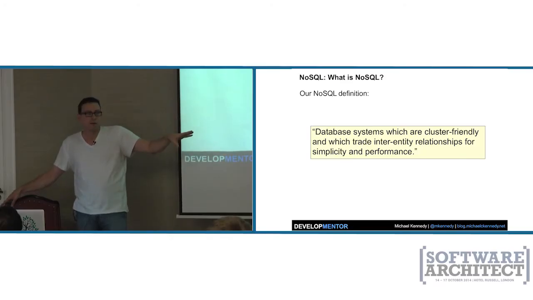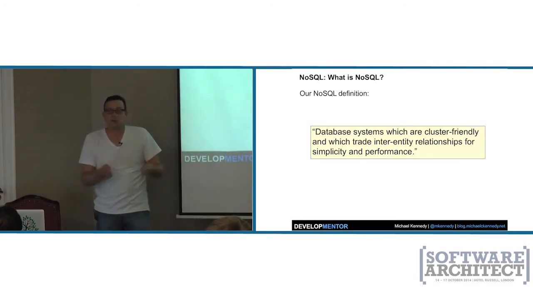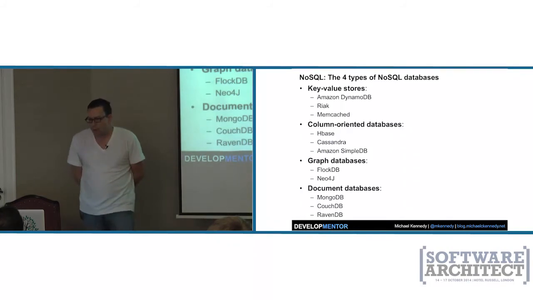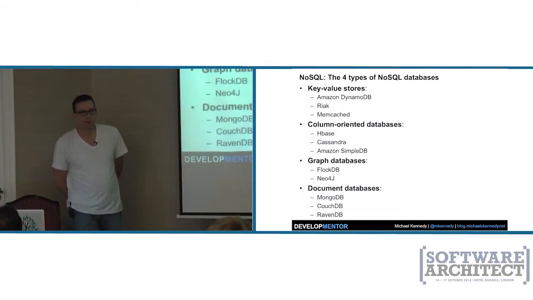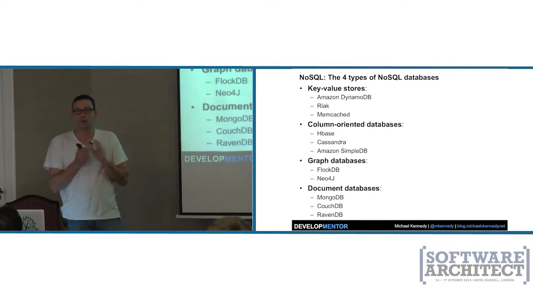Scalable, friendly, and they give up certain things like joins across records and certain types of transactions in order to make this horizontal scale one of their primary features. Okay. So there are actually 4 types of NoSQL databases in the general industry, if you think about this, but only 3 of them land in my definition.